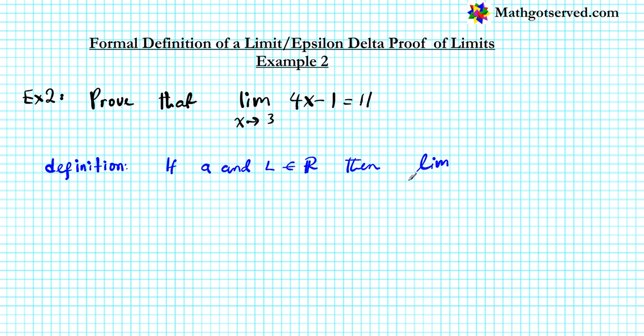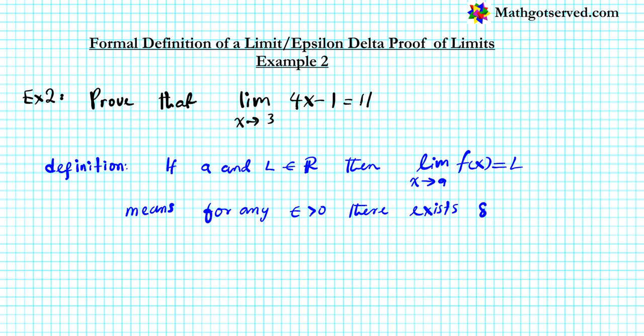we say the limit as x approaches a, this real number, of the function f of x equals L. What this limit statement means is that for any epsilon greater than 0, where epsilon represents a real number, there exists another number called delta greater than 0 such that whenever x minus a is within a neighborhood of delta, this implies that f of x minus L is within a neighborhood of epsilon.